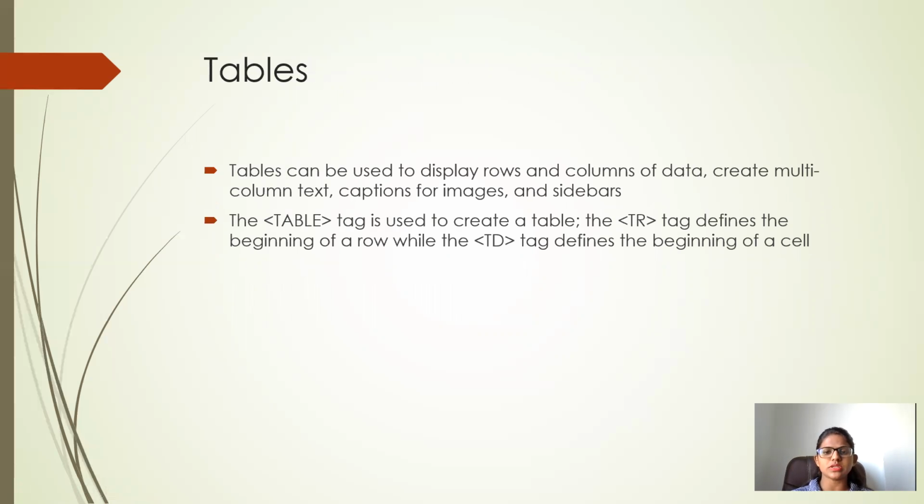A table can be used to display rows and columns of data, and to create multi-column text, captions for images, and sidebars. The table tag is used to create a table. The TR tag defines the beginning of the row, while the TD tag defines the beginning of the cell.